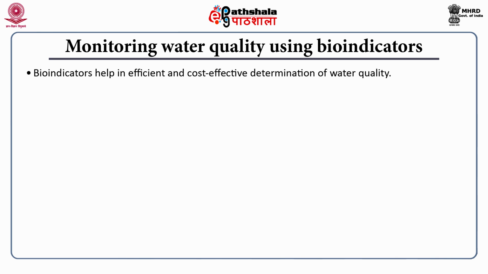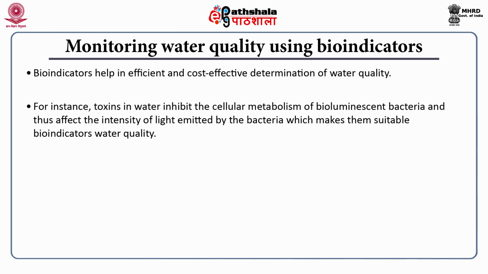Bioindicators are helpful in efficient and cost-effective determination of water quality. For instance, the toxins in water inhibit the cellular metabolism of bioluminescent bacteria and thus affect the intensity of light which is emitted by that bacteria, which makes it a suitable bioindicator of the water quality.